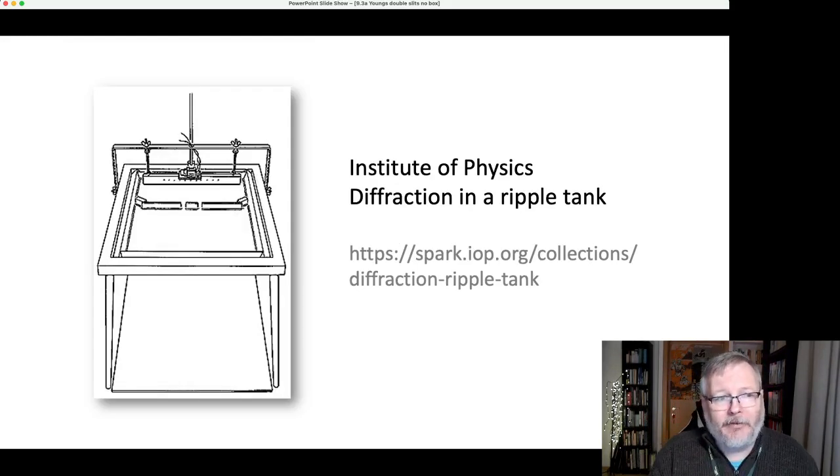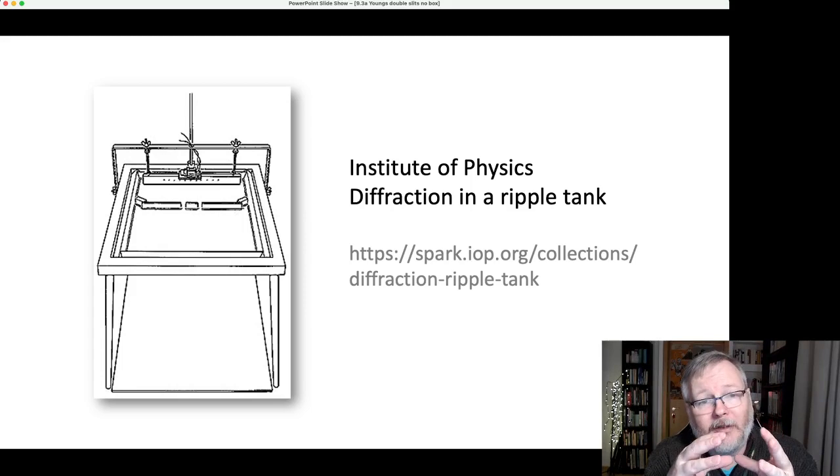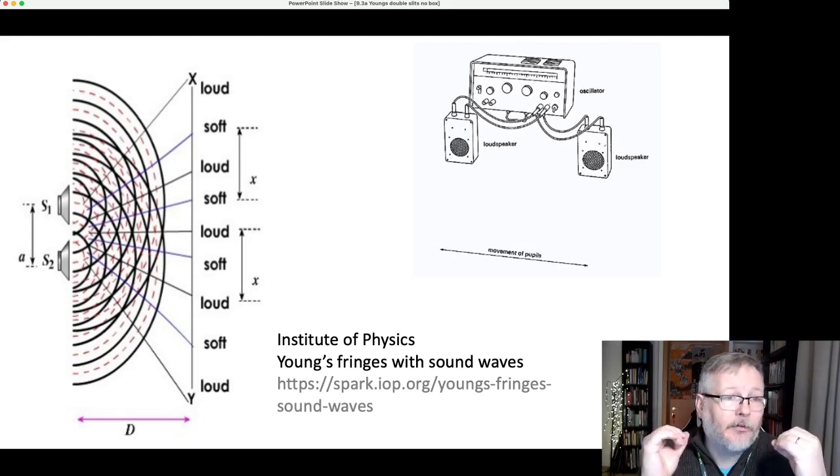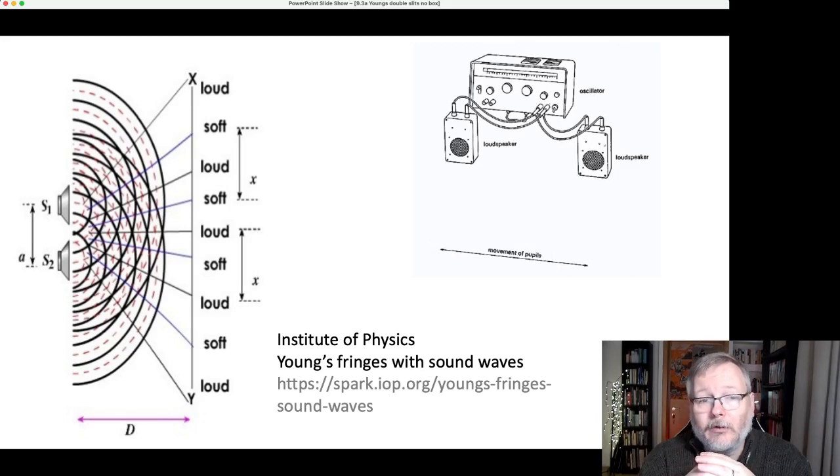If you want to do this experiment and investigate it, one way that Thomas Young did this to demonstrate his findings was using a ripple tank. So you put water in the tank, you create a physical barrier with slits, you have an oscillator, and therefore you can see what happens to the waves. Another possibility is using a pair of speakers, because this works for sound waves just as it does for light waves. The experimental setup is there, and the Institute of Physics has a description of how to do that experiment.